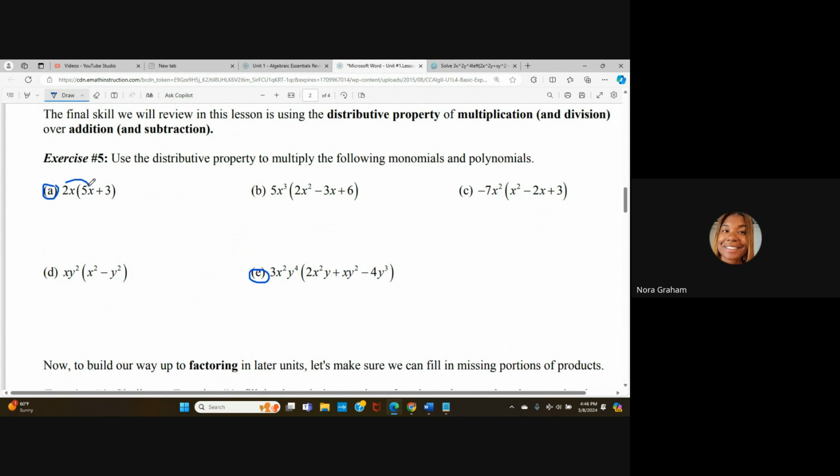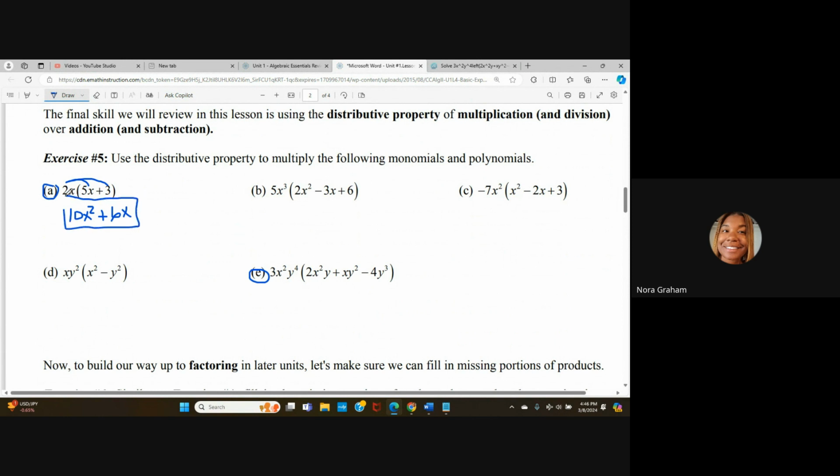So we're just using the distributive property. That means that 2x has to hit each and every term inside of my parentheses. So for this one, I get 10x squared, because those are like bases, and we add our exponents, and there's one right there. And then 2x times 3, that's just going to give me 6x. And that's my expanded version.